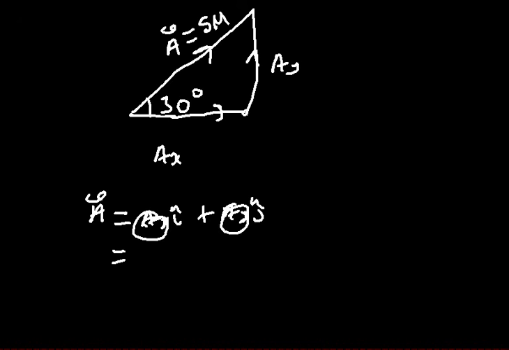And for instance, we have ax being given as 5 times cos 30, and here we have 5 times sin 30. What would be that one? What is 5 times cos 30?